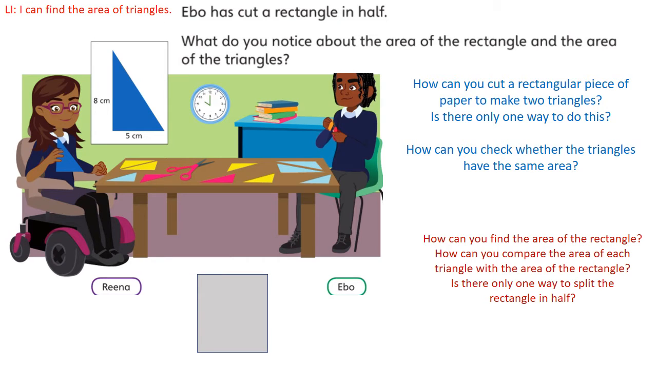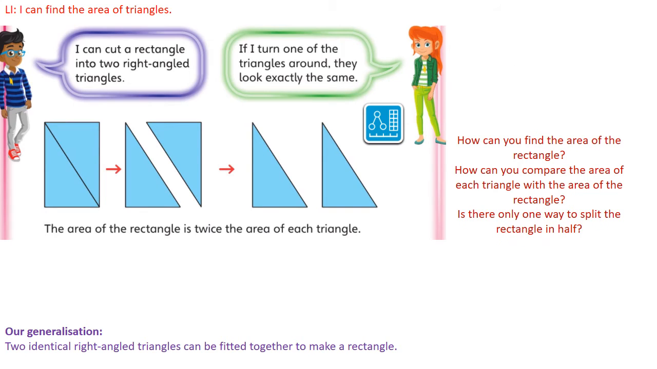So here's my piece of paper. And I know I can cut it like that, and I'm going to create two triangles that are absolutely identical because I have cut the paper in half. Let's have a look at that again. So there's our piece of paper. I've cut it in half, and I have two identical right-angled triangles. We could lay those over the top of each other so that we can see that they are exactly the same.